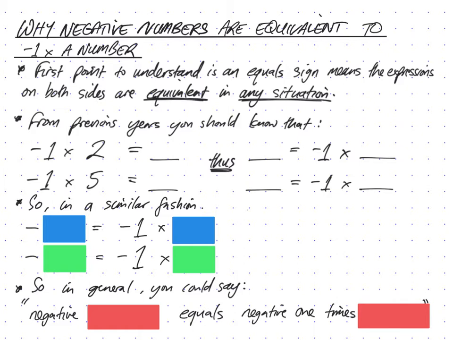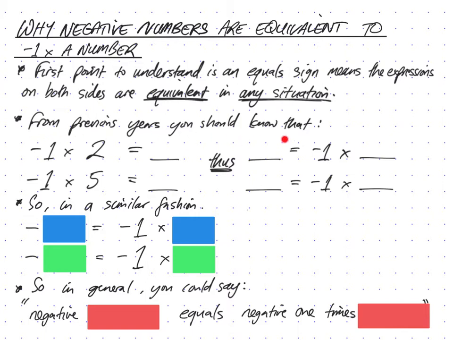Just doing a quick video on why negative numbers are equivalent to -1 times a particular number. So the first point to understand is an equal sign means the expressions on both sides are equivalent in any situation. So once we've established that one thing is equal to another, that's in all cases, okay? So that carries on, we can rely on that being a true statement forevermore.